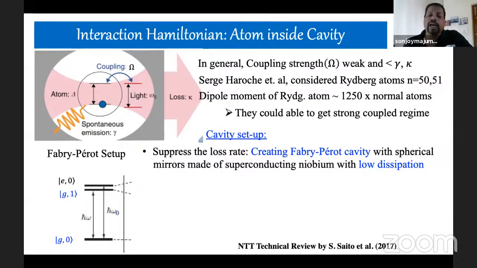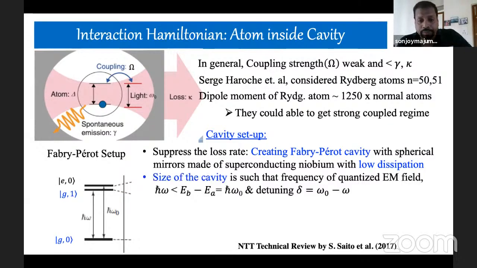So for that they use a very good Fabry-Perot cavity, spherical in shape. They use a mirror, and the mirror is made with a coating of superconducting niobium, and it is known that niobium has low dissipation. So that will be very useful for this kind of cavity.